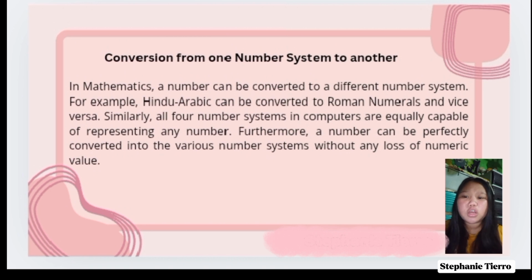So think about what the four number systems are. These are the types of number system: decimal, binary, octal, and lastly, the hexadecimal.